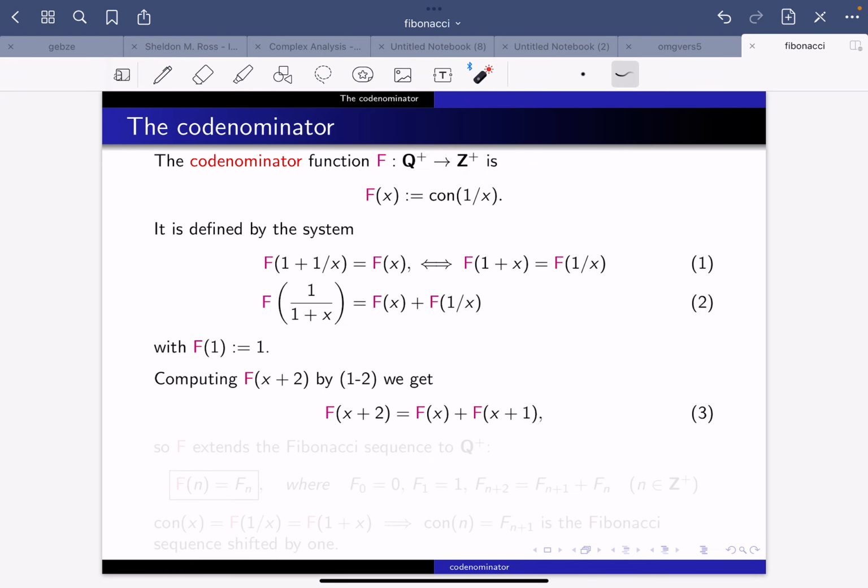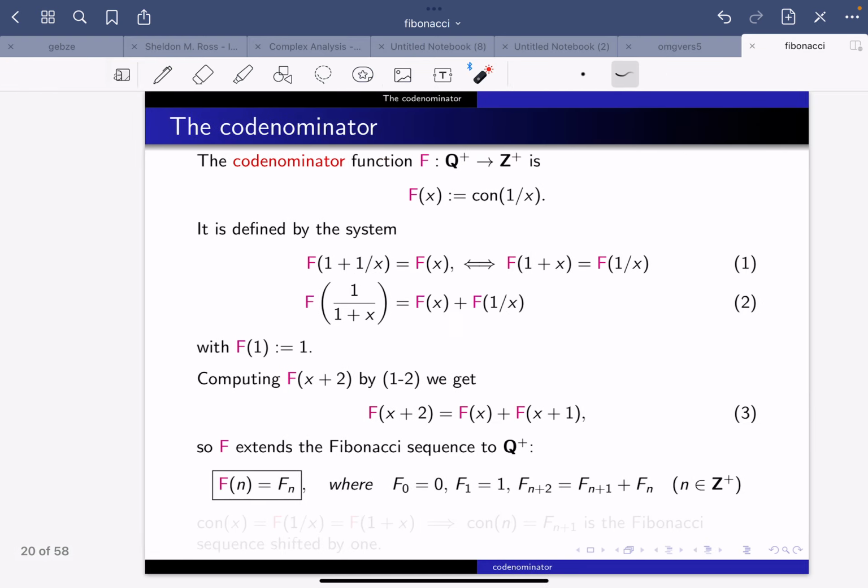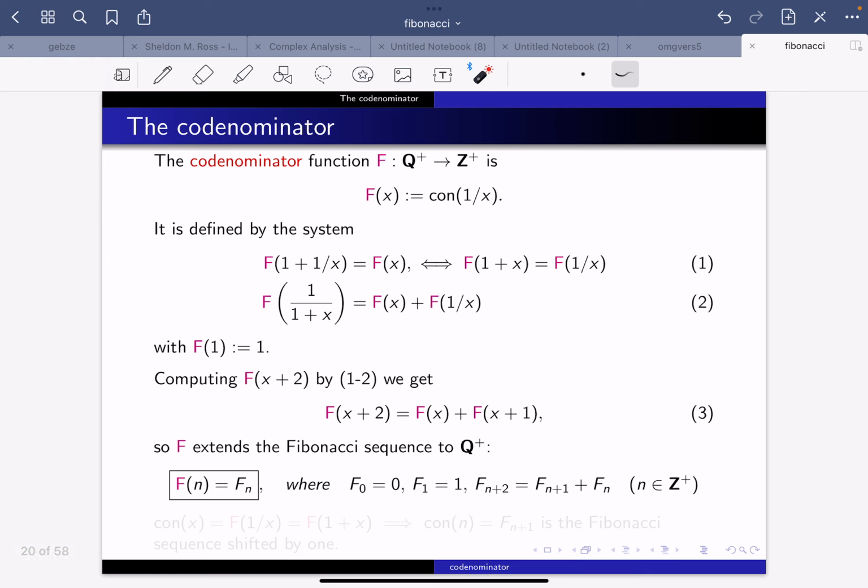So we see that the codenominator function extends the Fibonacci sequence to Q. So f(n) equals F_n. And what about the co-numerator function? Co-numerator of x equals f of 1 over x by definition, which equals f of 1 plus x. So the co-numerator is just the Fibonacci sequence shifted by 1. It is F_{n+1}.